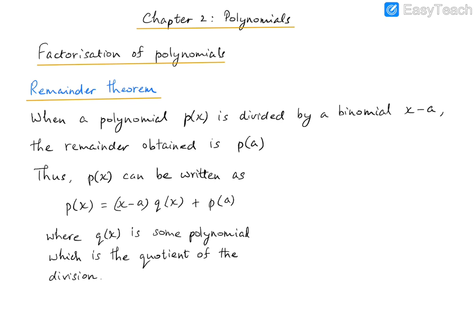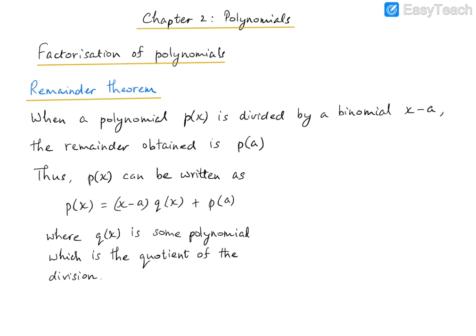Now, to check whether a given binomial is a factor of a polynomial or not, we are going to use two different theorems. The first one is the remainder theorem, and the second theorem that we will see is called the factor theorem. By using one of these theorems, we will be able to check whether a given binomial is a factor of a polynomial or not.